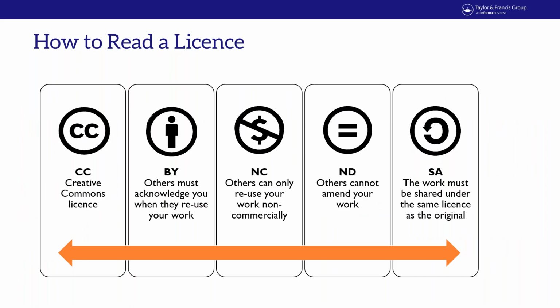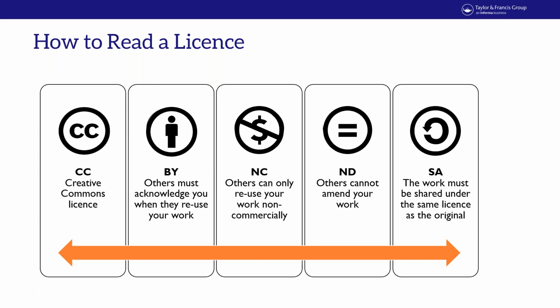Now, the second element of open access is how your work can be used after publication by others. If you publish your work open access, you'll be asked to choose a Creative Commons license, which describes how people can use your work in the future. Some journals don't give you a choice on which type of license you can use, so it's important that you investigate prior to submission if you have any concerns about the reuse of your content.